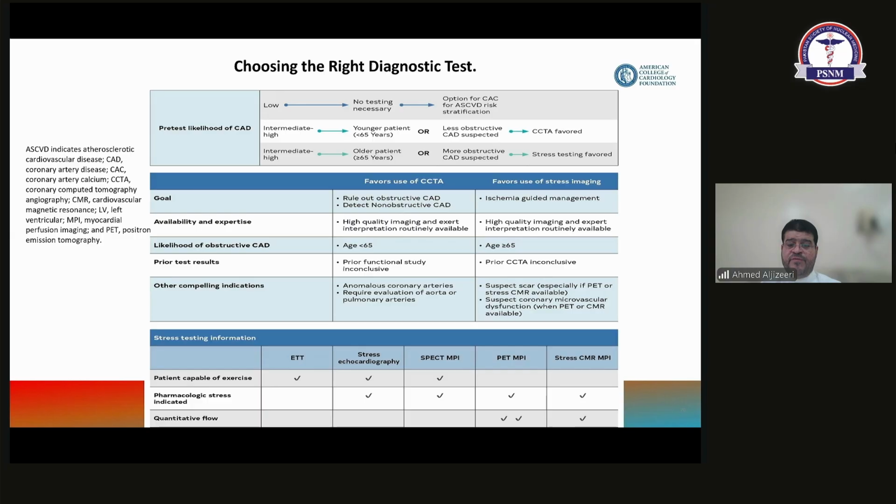And of course, if you are suspecting scar, then one would consider PET scan or cardiac MRI in order to further evaluate viability in the same setting. The arbitrary number of age is 65. However, this, again, may be modified based on your local expertise, because in patients who have more prevalent disease, you could see calcification at a younger age, and you probably choose another test other than CT, because the significant calcification will preclude accurate assessment of obstructive disease.